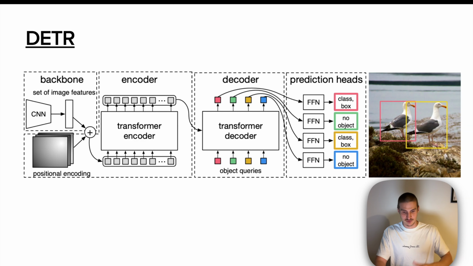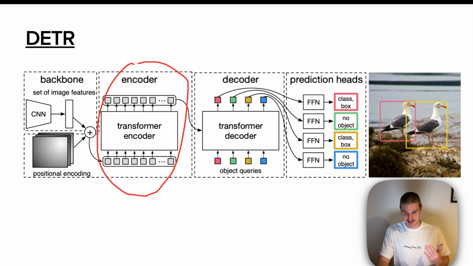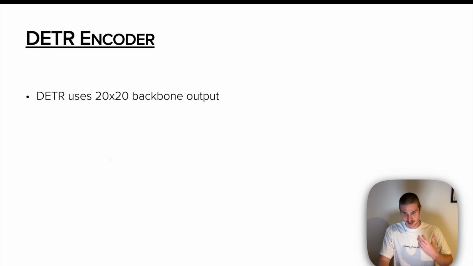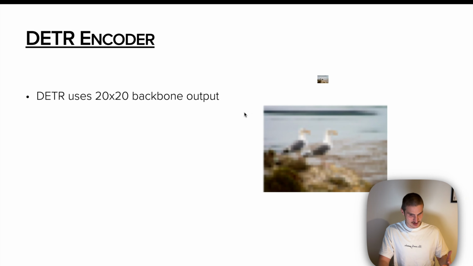Now, if we look at where a lot of compute is spent, that will be the encoder, because we get a lot of pixels from the backbone, and transformer encoder full self-attention is quadratic to the sequence length, which means it's the fourth power of magnitude with respect to the actual edge of the image. So the original DETR uses 20 by 20 backbone output, right? This is really small. This is the representation of a 20 by 20 image, and this is an enlarged version of it. So it's really pixelated, really low resolution.